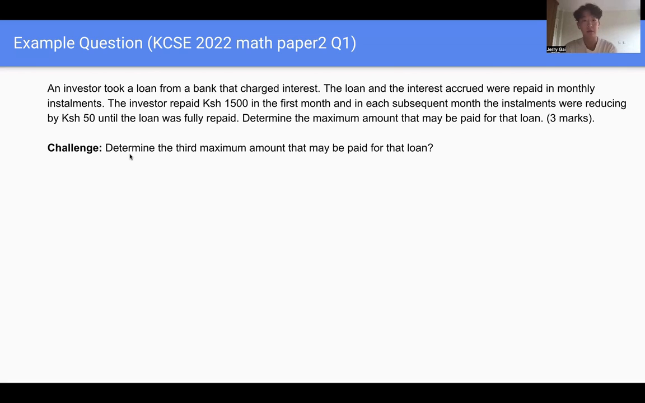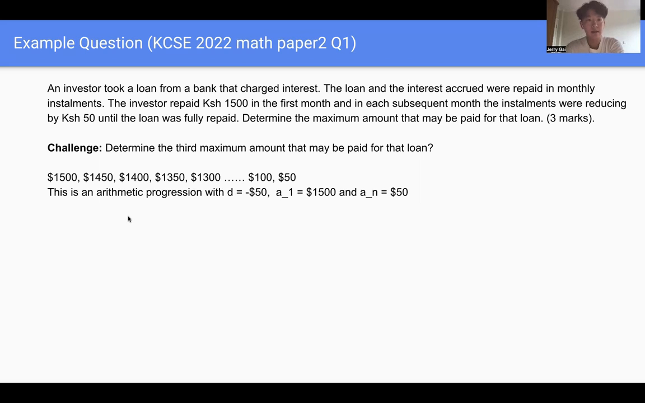And the challenge question is to determine the third maximum amount that might be paid for that loan. So first we can see that this is an arithmetic sequence, right? In the first month you pay 1,500, then your amount reduces by 50. So in the second month you pay 1,450, and in the third month you pay 1,400. So you can see this is an arithmetic progression with common difference of -50. And the first term is 1,500, and the last term is 50.